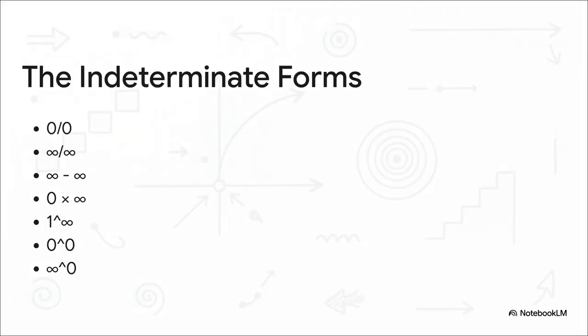And here they are, the whole gang. You've got classics like 0 divided by 0 and infinity over infinity. They're called indeterminate because they represent a kind of mathematical tug of war. For example, in 0 over 0, the numerator is trying to pull the whole thing down to 0, but the denominator is trying to make it explode towards infinity. So who wins? We don't know. When you see one of these, it means you have to use a different strategy to find out which force is stronger and what the true limit is.